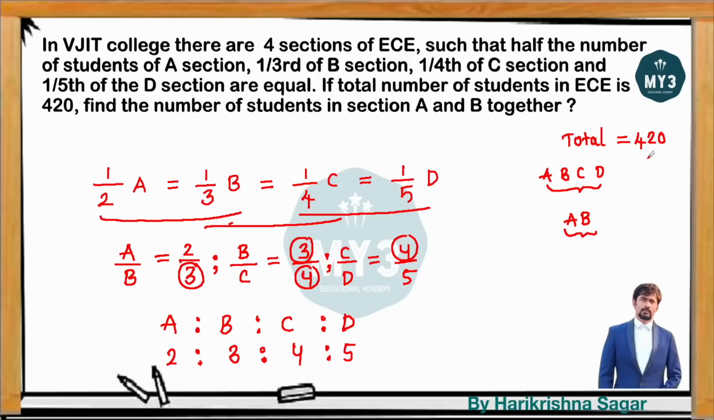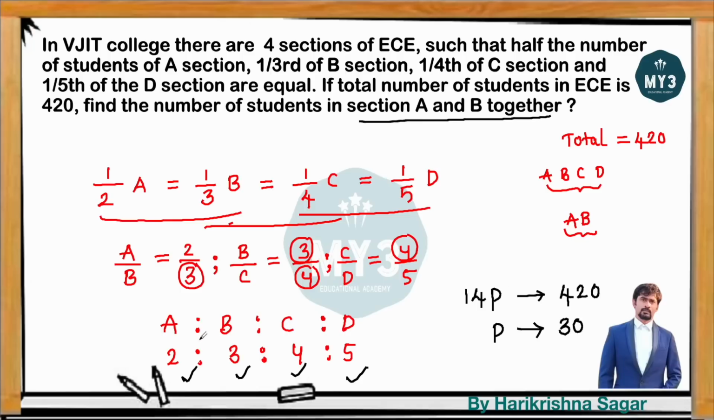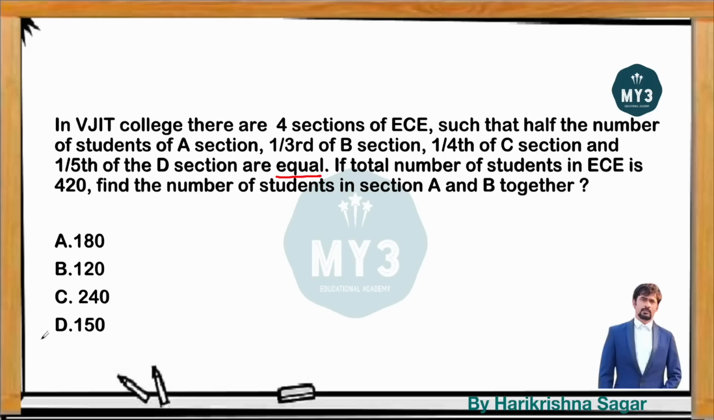And the total number of students is already given as 420. How can we connect this with 420? So 2 parts plus 3 parts plus 4 parts plus 5 parts. What is the sum of the parts? The sum of the parts is 14. These 14 parts are given as 420. If 14 parts is 420, what is one part value? One part is 30. But the question here is asking the number of students in A and B together. In A and B together, we have 2 parts and 3 parts. That means the sum of the parts is 5. So one part is 30. Then 5 parts is 5 into 30, which is equal to 150. You can mark your answer as option D.